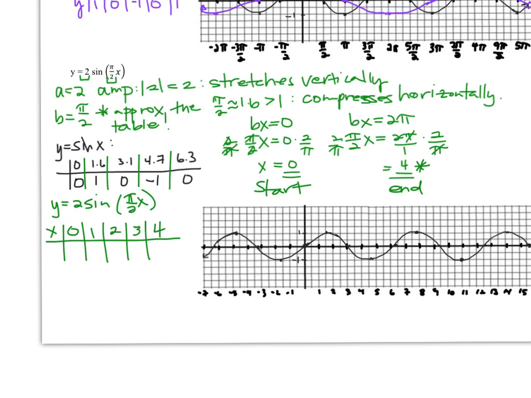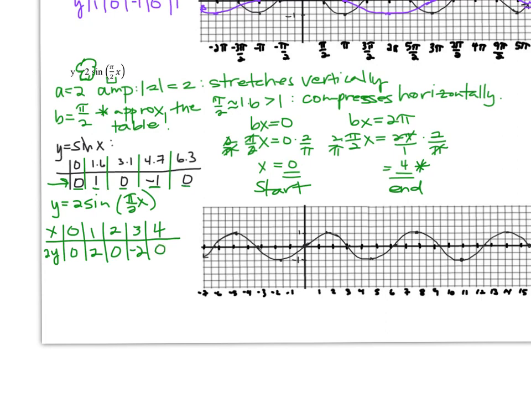So you'll notice this is really going to compress the graph. Every unit that we graph, we're going to have an ordered pair value. Now, don't forget we had that A value that's going to affect our outputs. The A value is 2, so that means we're going to take all of our original Y values and double them. So we started at 0, 2 times 0, 0. But our next Y value is 1, and that's going to double to 2. Negative 1 is going to double to negative 2, and then 0 stays 0.